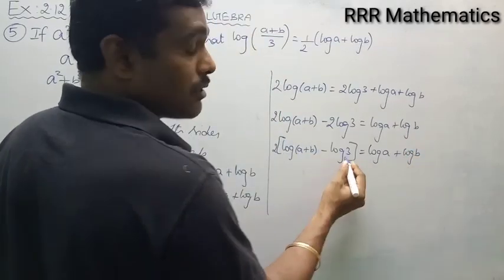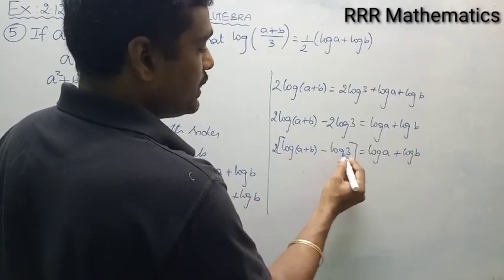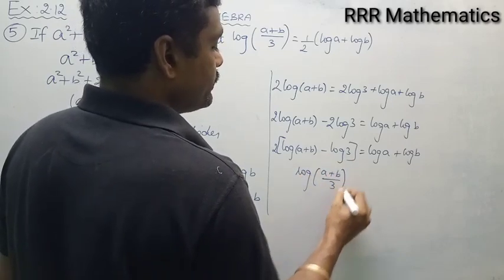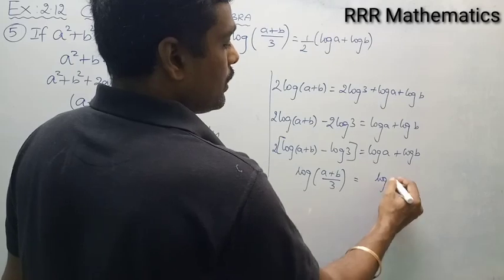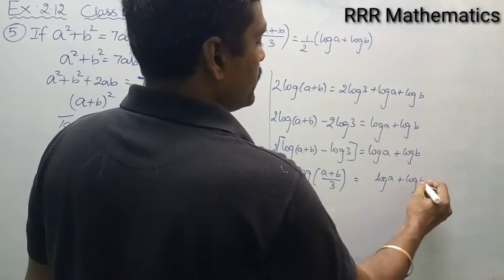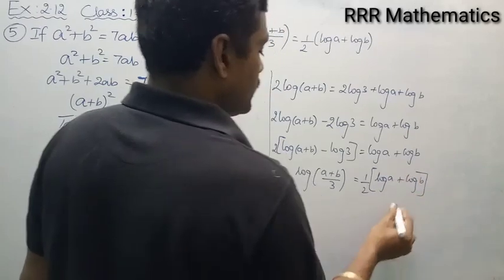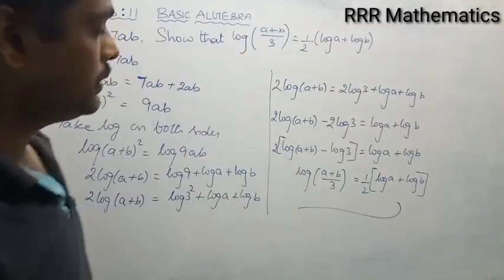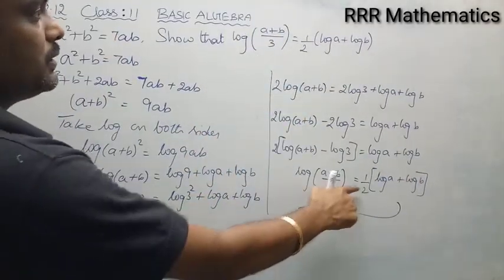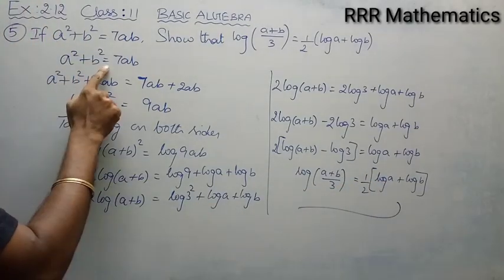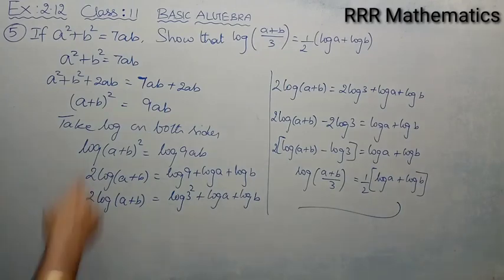So log m minus log n, quotient rule, is log m by n. This is log a plus log b. This 2 will come down. That's all. We have log of (a plus b) by 3 equal to half times (log a plus log b). Very simple. I cannot proceed further because I cannot use a logarithmic property directly here.